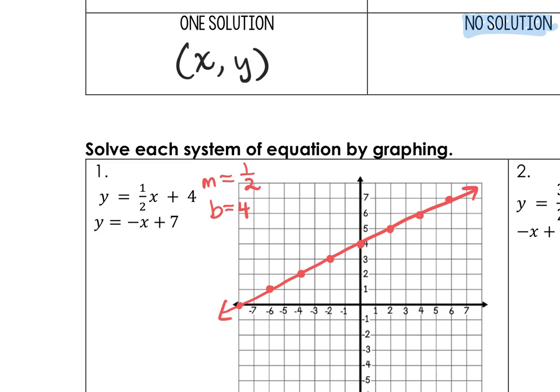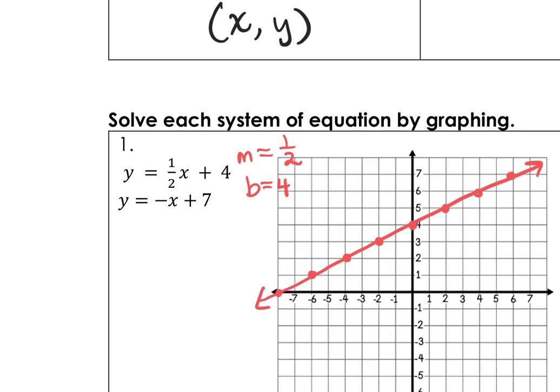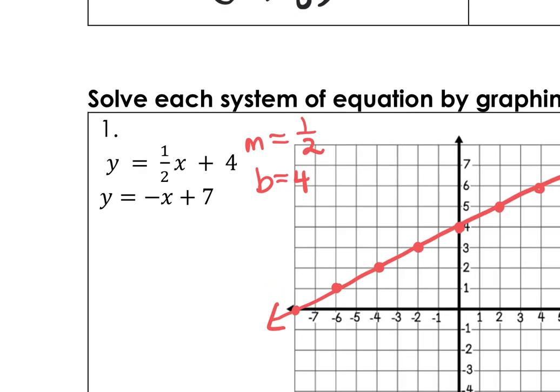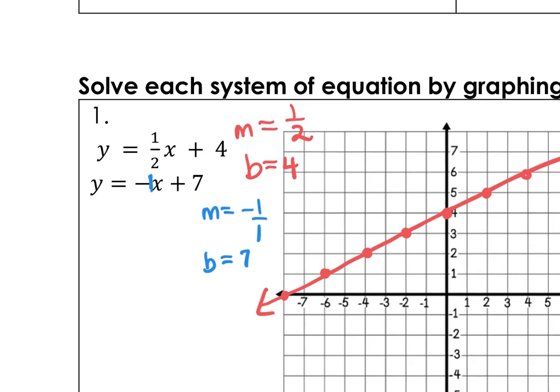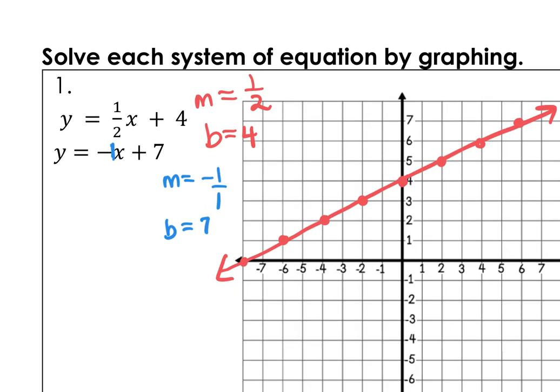And then I can move on to equation 2, which is y equals negative x plus 7. So this is a negative 1, remember, in front of that x. So m, the slope, is negative 1 over 1, and b, the y-intercept, is 7. So I would start up at 7 on the y-axis, and then this slope is negative, so that line needs to be decreasing. So you should be going down and right. So we're going down 1, right 1, down 1, right 1. And when I make that third point, I have found where they intersect.